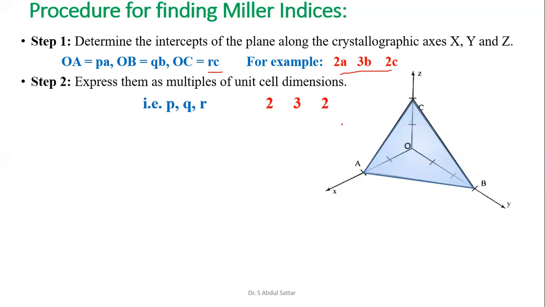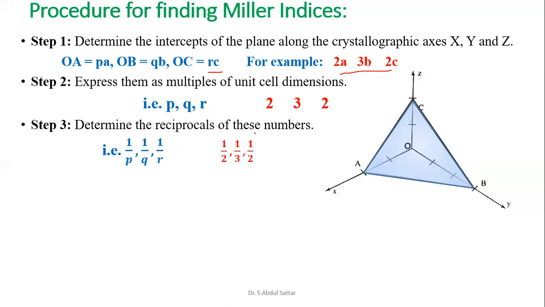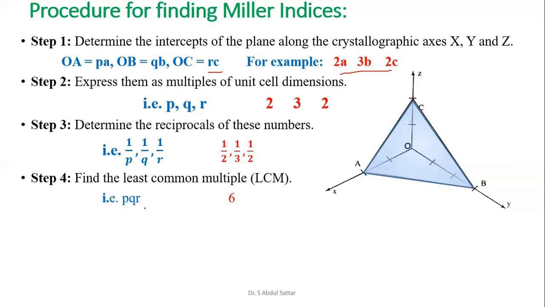Next step is to take the reciprocals. So determine the reciprocals of these numbers: 1 by P, 1 by Q, 1 by R. That is 1 by 2, 1 by 3, 1 by 2. Next, take the LCM here. The LCM of these is P into Q into R. The LCM of this one is 6, you know. So find the LCM, then multiply with this LCM value.